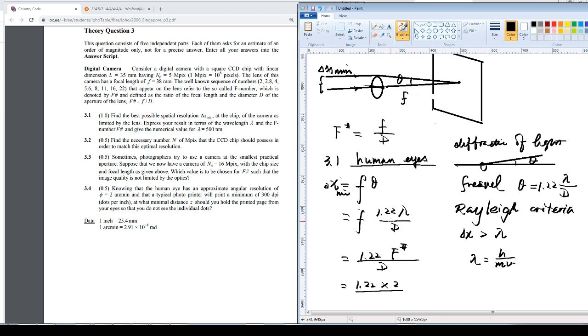Lambda, oh, f over d. F over d, yeah, lambda. That's right. F sharp is f over d, so multiplied with lambda. Yeah, that is pretty good. So that's 1000.